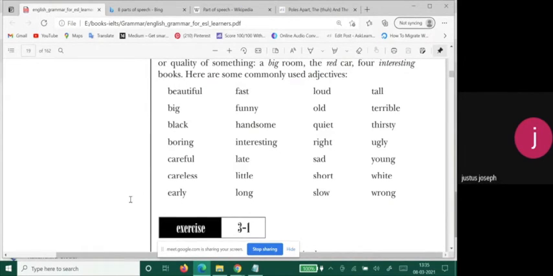Then funny: the funny clown. Old: the old house. It could be anything, guys. I want you guys to speak up. Terrible: the terrible accident, very good. Speak up like this. Black Panther, very good. Black is an adjective, Panther is a noun. The Black Panther.